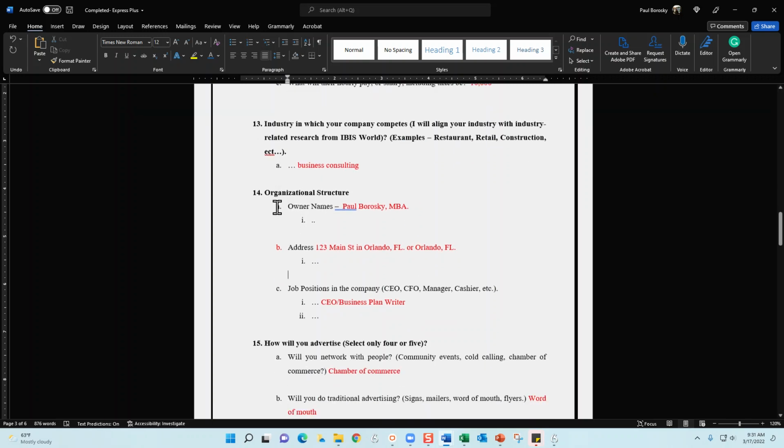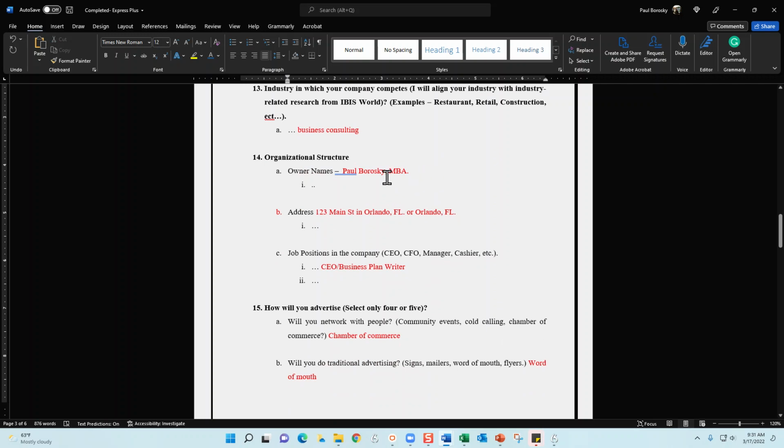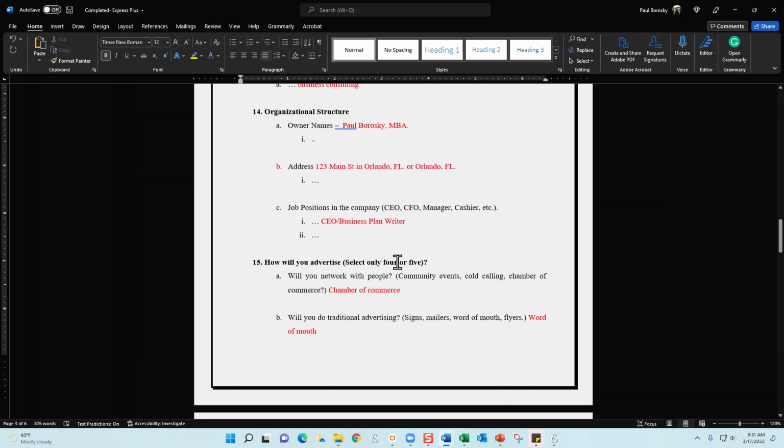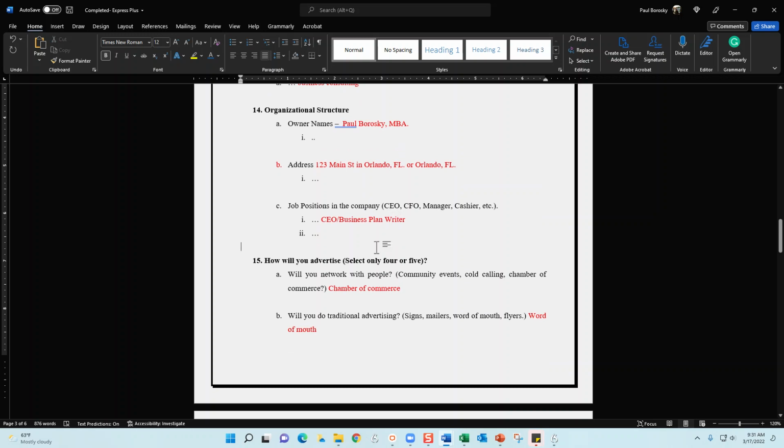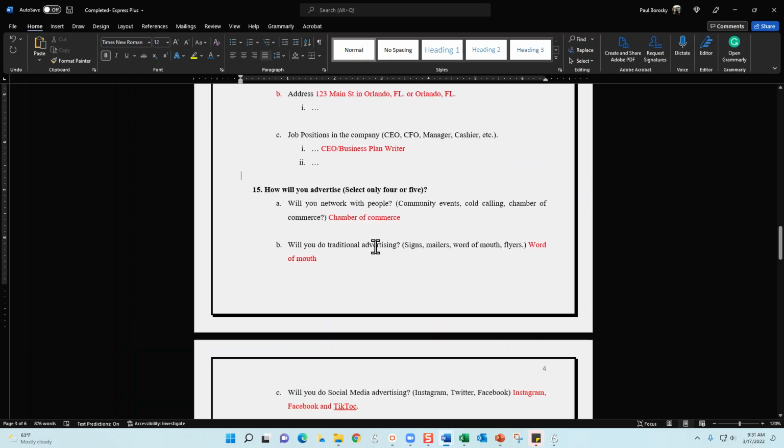Again, we're going to be an organizational structure, going to be looking for the owner's name. So who's the owner? Give me the name. Same thing, address. I do repeat some of this information because when I'm writing your business plan, I go through this questionnaire and I'm able to easily pull out that information and stay focused on that one section so I'm not zipping through this questionnaire. Same thing with job positions. Again, it is a duplicate question. Just going to give me that information.